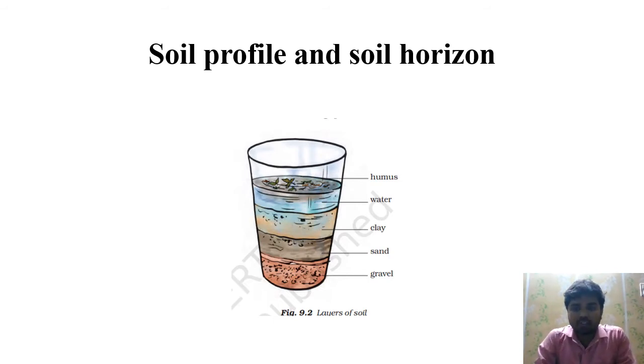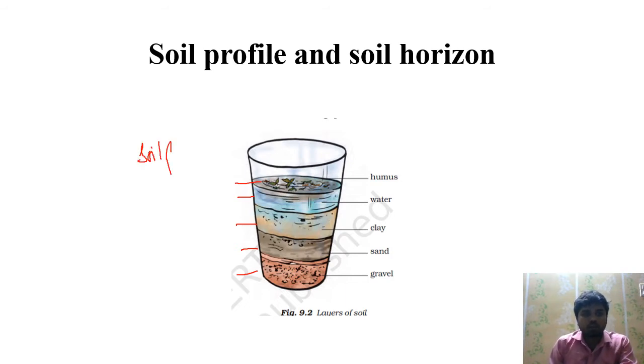The activity which we have done was to mix a handful of soil into water and leave the glass for an hour. Then we can see the different layers formed. This complete set of layers is known as the soil profile. Soil profile means what is present in the soil, and an individual section of the soil profile is known as a soil horizon.